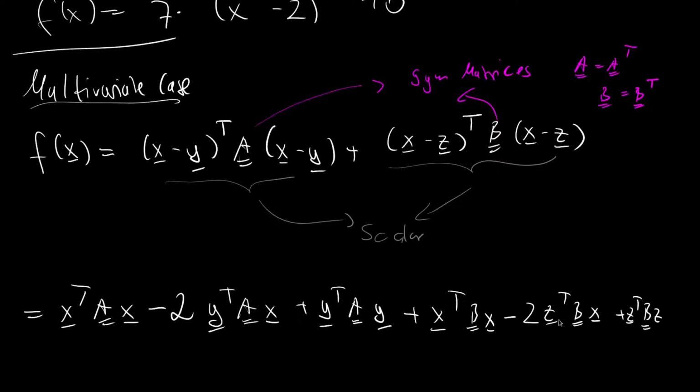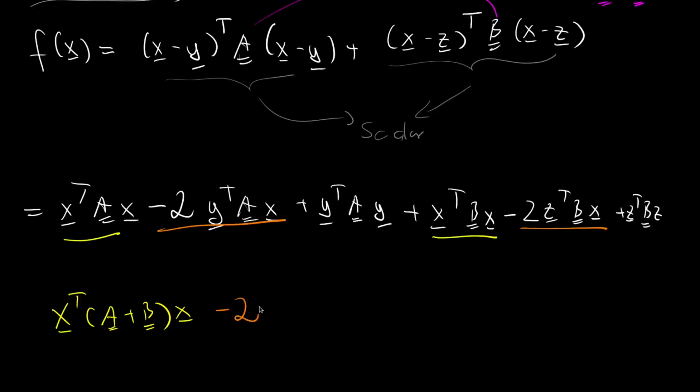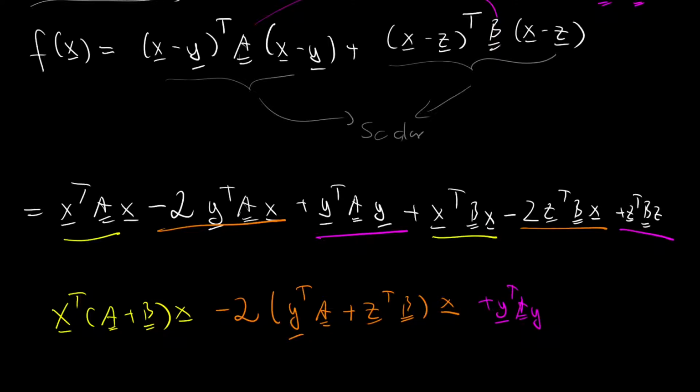Then, similar to before, let's put together all the terms with the highest order in x. For this, we have x transpose Ax and we have x transpose Bx, which will yield x transpose (A plus B) x. For the terms that are just linear in x, we are getting these two, and they are minus 2 (y transpose A plus z transpose B) x. And then we have the constant terms, which are these two. So we have plus y transpose Ay plus z transpose Bz.